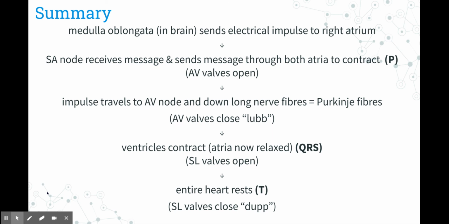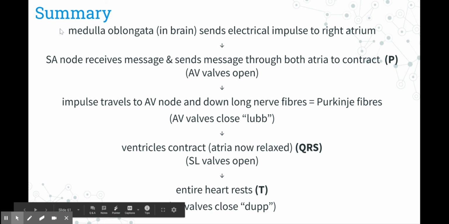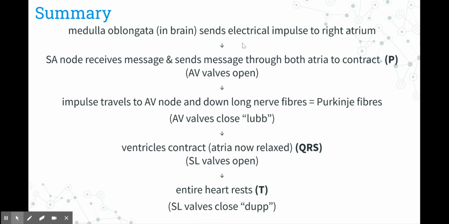So in summary, connecting our brain and our blood pressures and our vessels, we have the full pathway here, this connection of signals sending from the medulla oblongata in the brain, an impulse to the atria, the SA nodes cause the atria to contract and our AV valves open. That impulse travels to the AV node through Purkinje fibers, and the AV valves close.